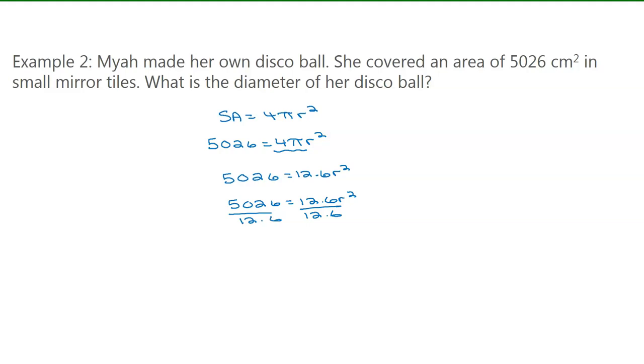And on the left, that works out to be 398.9. And on the right, we have r squared. And like the last example, you now need to find the square root of this in order to solve for r. On the calculator, that works out to be 20.0 by the time we round. So now I'm going to double that and say that the diameter is 40.0 centimeters.